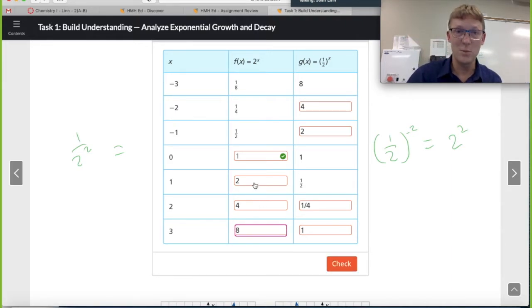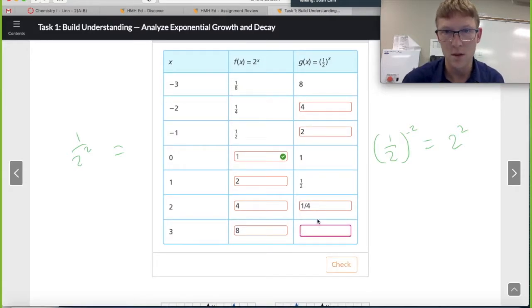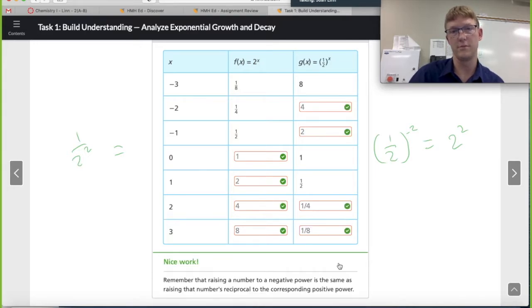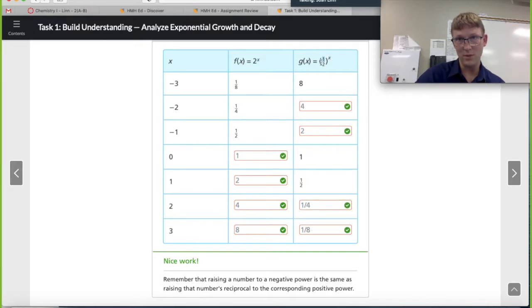So notice how it's doubling. Interesting. And then this is going to be 1 over 8. There. Look at that. I didn't even need a calculator for that. So notice how the pattern goes. Every number, this is doubling. And that's where this 2 comes from. Whereas here, every number, it's being cut in half. That's where this number comes from.